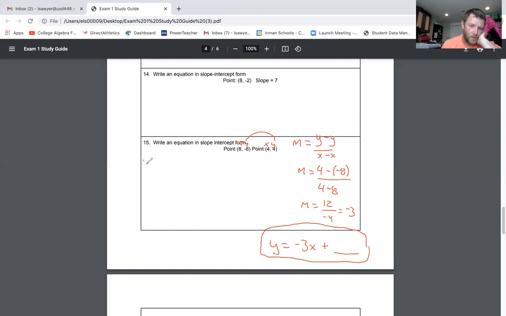Okay, so I'm going to set it up. Y is equal to -3x plus b. And I'm just going to plug in a point. I like 4, 4. So 4 is equal to -3 times 4 plus b. 4 is equal to -12 plus b. Add 12, b is equal to 16. 16. And that's my answer.